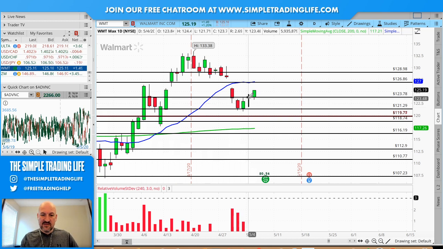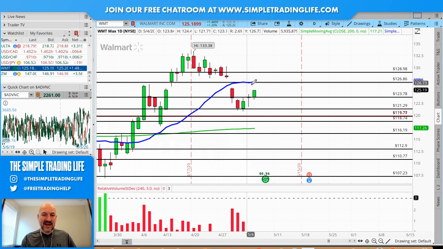Okay, there's the hammer. 124.40 would have been our trigger. It's been as high as 125.20. So about a 60-cent move. Probably could make a little bit of money on that. Nothing amazing, but definitely went the way we expected it, right?